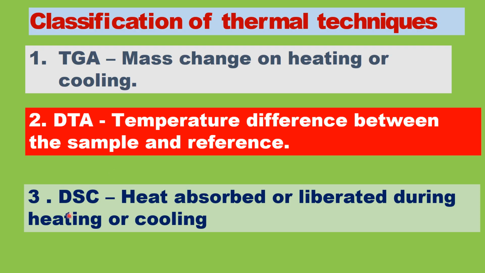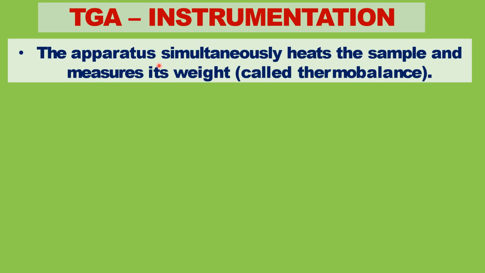In DSC, heat absorbed or liberated by the sample during heating or cooling is measured. Let us see TGA instrumentation. The apparatus simultaneously heats the sample and measures its weight, called a thermobalance. What is called a thermobalance? It is an apparatus with which we simultaneously heat the sample and also measure its weight.